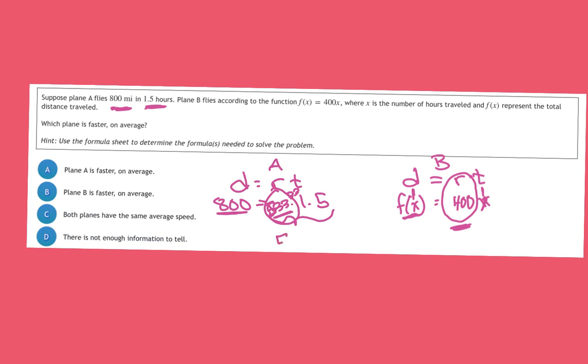Now we just have to determine, is 533 or 400 greater? And you've got it. 533 is a greater average speed. So there we go.